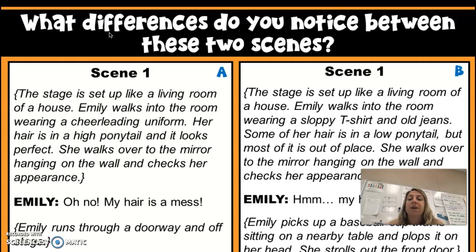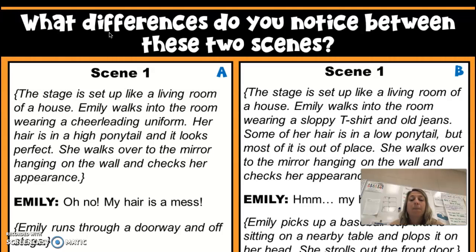And then let's look at letter B. The stage is set up like a living room of a house. Emily walks into the room wearing a sloppy t-shirt and old jeans. Some of her hair is in a low ponytail, but most of it's out of place. She walks over to the mirror hanging on the wall and checks her appearance. "My hair's kind of messy." She picks up a baseball cap that is sitting on the nearby table and plops it on her head.